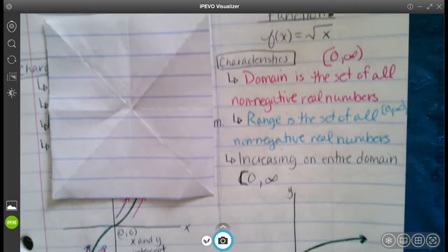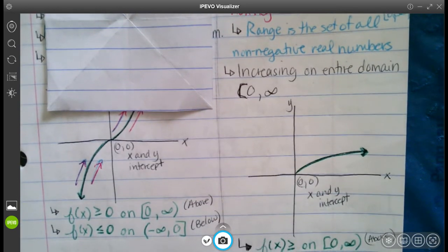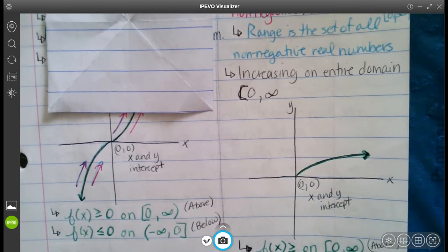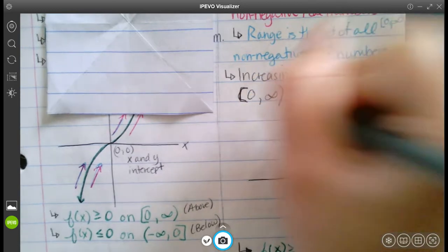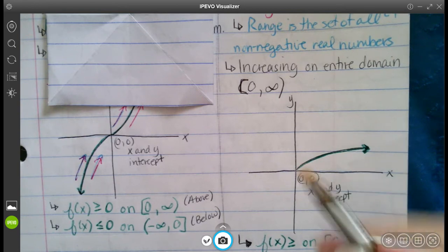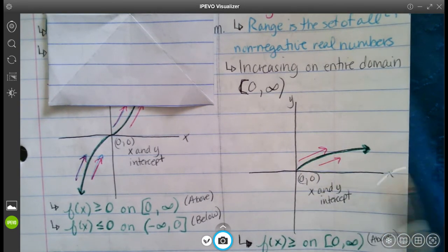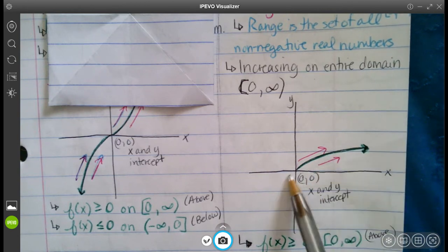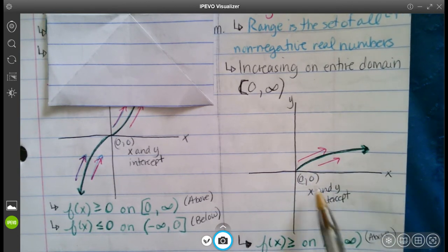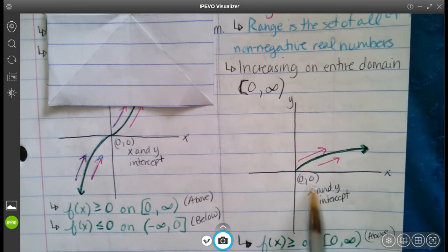This one is also increasing on the entire domain. So here is the graph that we see here. And I forgot to put a parentheses on my infinity. There we go. I was just trying to see if anybody caught that. This one is increasing the entire time because, again, if we were to follow it, we would be going up. Granted, it's not going up very fast, but it is still increasing. And of course, just like most of our parent functions, the intercepts are at 0, 0.